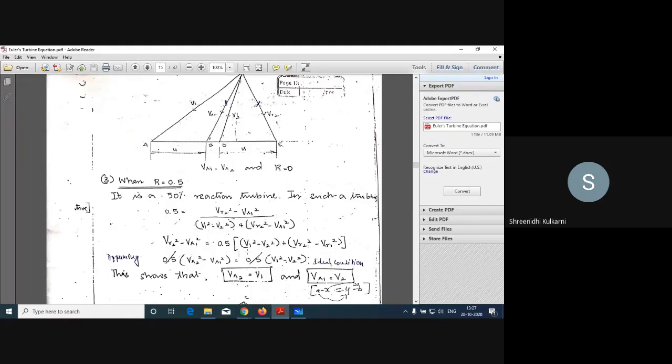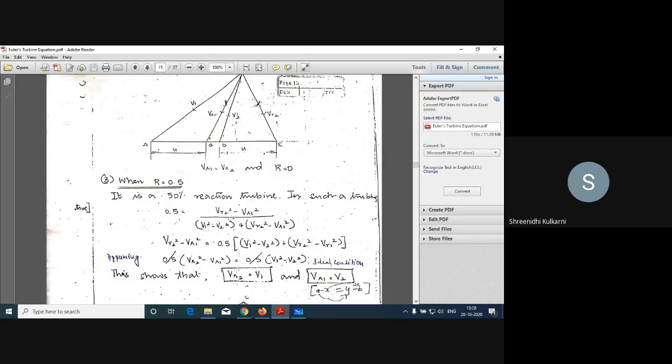Got it? So next, here we have VR2 square minus VR1 square. Once again we have 0.5 times VR2 square minus VR1 square here. So 1 minus 0.5 we will get 0.5 only. So once again I have written here 0.5 times VR2 square minus VR1 square, that is equals to 0.5 times V1 square minus V2 square. So in this case the 0.5 will get cancelled.